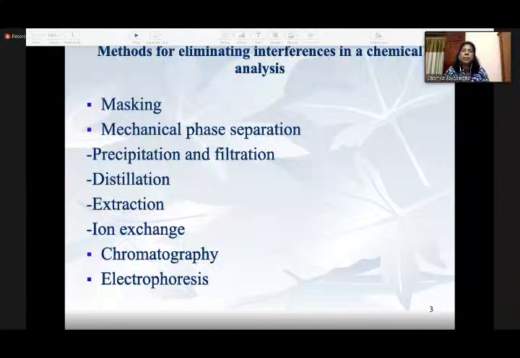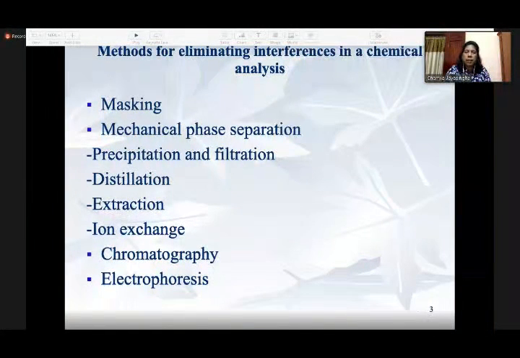Then let's see methods for eliminating interference in chemical analysis. There are many methods we can use for eliminating interferences in a chemical analysis. One is masking. Another is mechanical phase separation, under which distillation, extraction, and ion exchange and many other things come. Then we can do chromatography and also electrophoresis. Now let's see these different methods one by one.